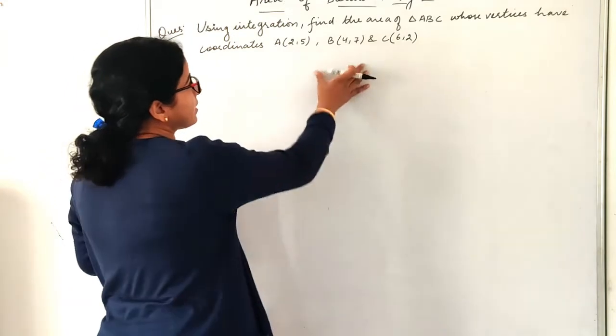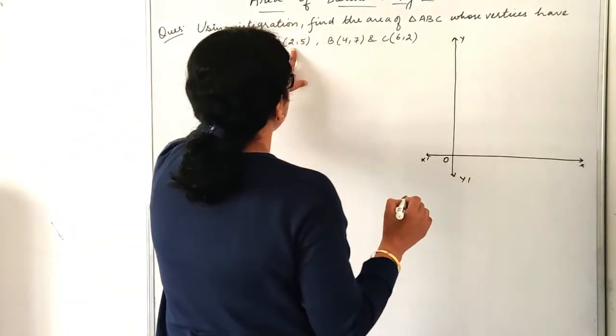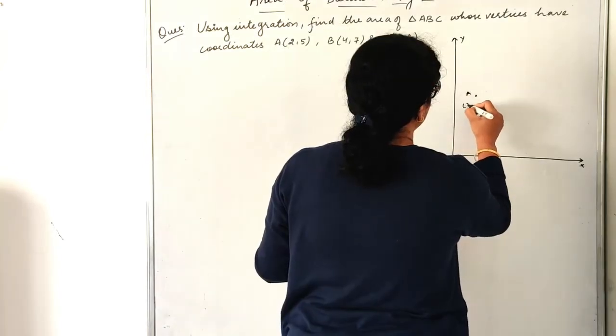So first of all, let us draw a figure using the coordinates. So we have first coordinate A as (2, 5). Somewhere here will be A (2, 5). Okay.